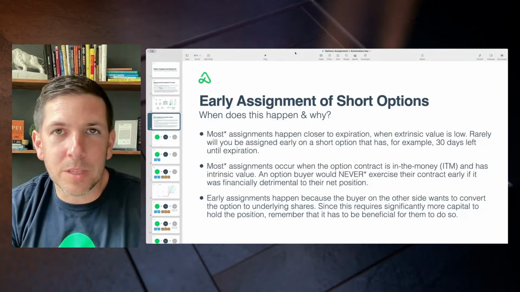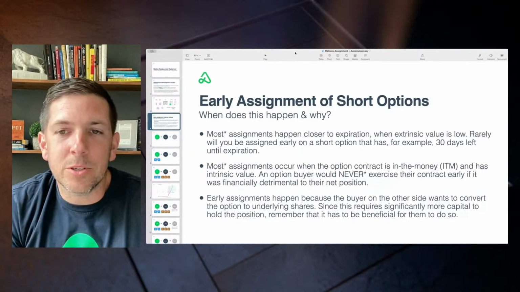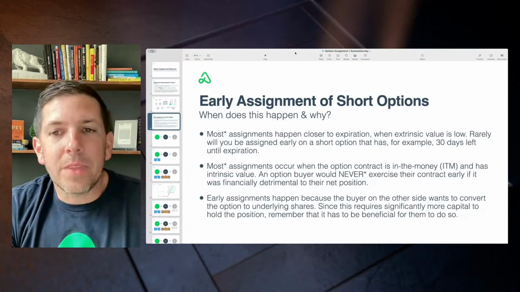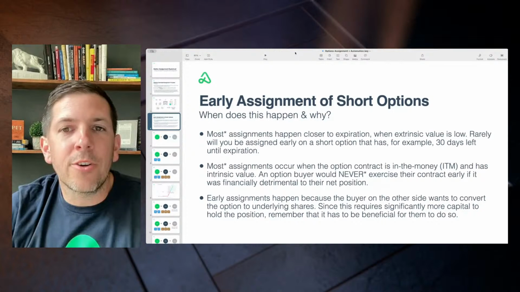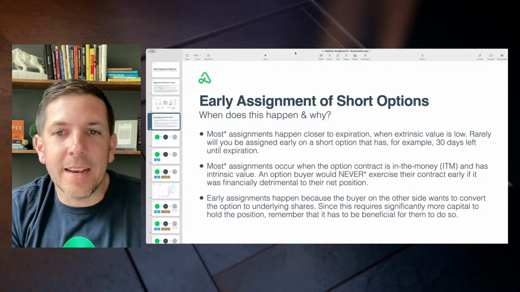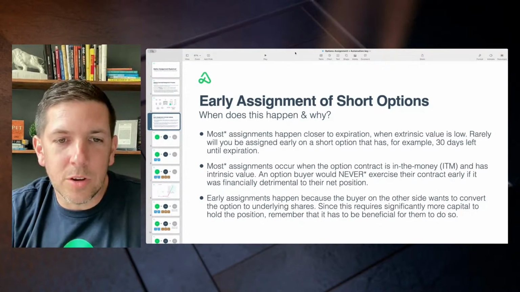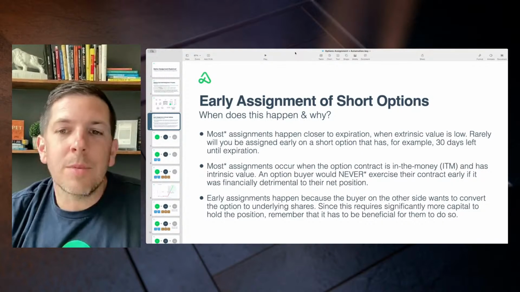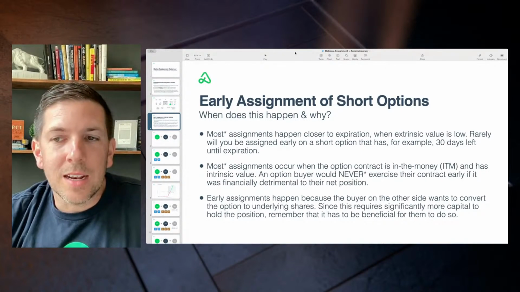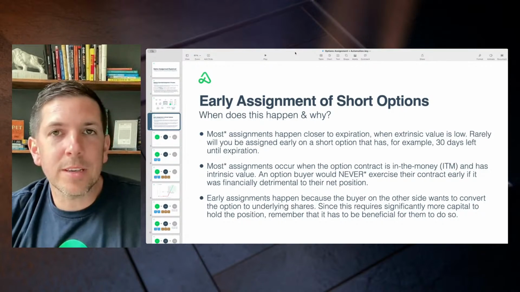But some people do stupid things, so I can't say 100% never. But they really wouldn't do that. They really wouldn't buy something for $100 if they could buy it someplace else for $80. It's just stupid, and they wouldn't do it. So most early assignments happen because the option buyer on the other side simply wants to convert the option contract into underlying shares. That's really the end game.